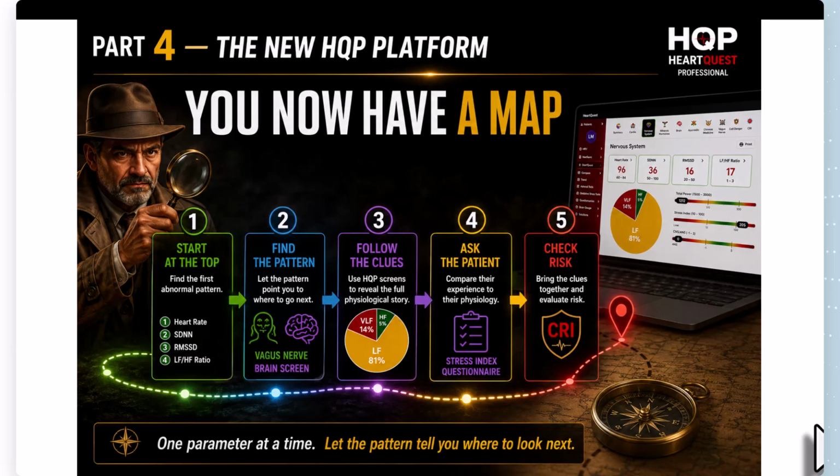which could be the vagus nerve, maybe it's the brain screen. I just put that in there because this matched this particular case. We'll do more so you can see other cases. Follow the clues. Use HQP screens to reveal the full physiological story. Ask the patient, compare their experience to their physiology. That's the stress index questionnaire. Check the risk. Bring the clues together and evaluate the cardiovascular risk index. One parameter at a time, let the pattern tell you where to look next.